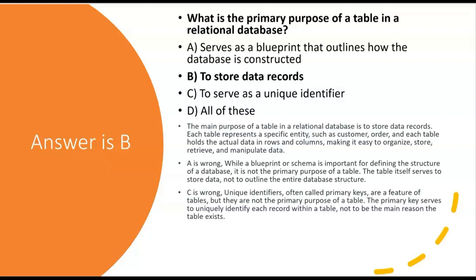Each table represents a specific entity, such as a customer table, an order table. Each table holds the actual data in rows and columns, making it easy to organize, store, retrieve, and manipulate data. A is wrong. While a blueprint or schema is important for defining the structure of a database, it's not the primary purpose of a table. The table itself serves to store data, not to outline the entire database structure. And C is wrong. Unique identifiers, often called primary keys, are a feature of tables, but they're not the primary purpose of a table. The primary key serves to uniquely identify each record within a table, not to be the main reason the table exists.